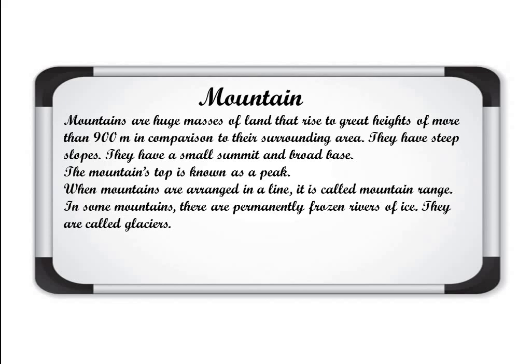So these are some features of the mountain we can define. The height is more than 900 meters. They have a broad base and small summit. They have steep slopes. The peaks of the mountains, the tops of the mountains, are known as peaks. When the mountains are arranged in a line, they are known as mountain ranges. So in this way we can write the different features of a mountain.